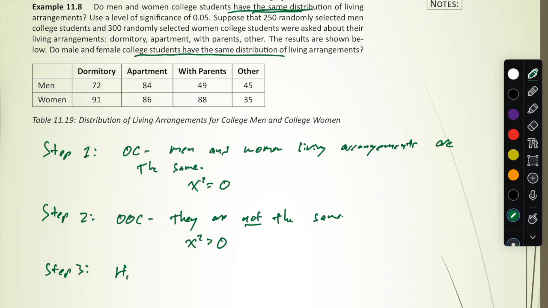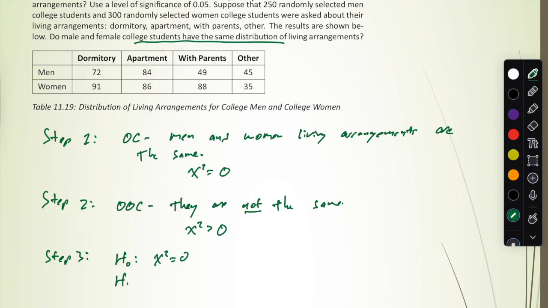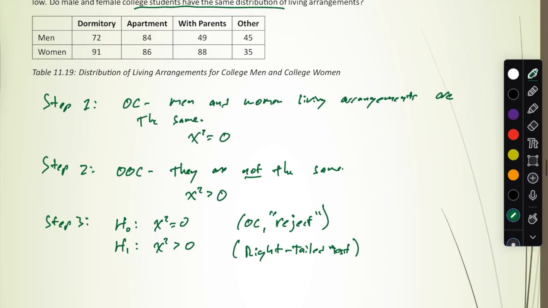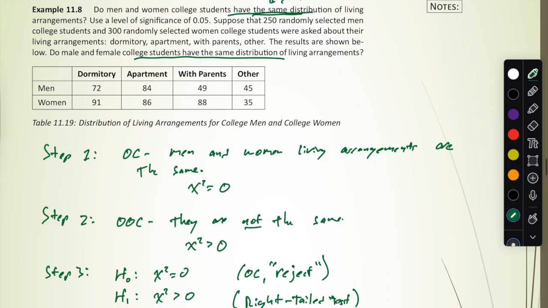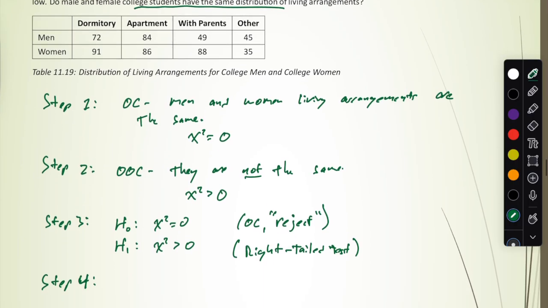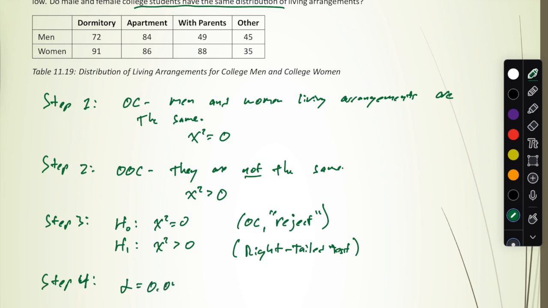Step 3, originally the null hypothesis is going to be chi-squared equals 0, as always, because it needs to be equal. There we go. Okay, so this one here is the original claim. So that means we're going to say reject in step 8. This one here indicates it is a right-tailed test. Step 4. I believe this was the 0.05 level of significance, so that's alpha equals 0.05.